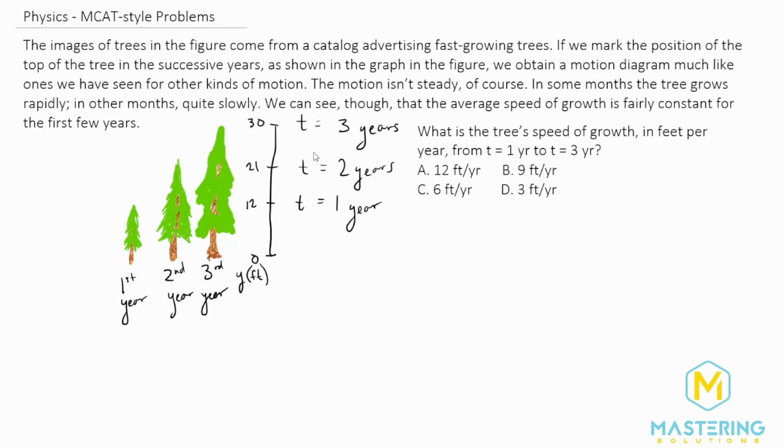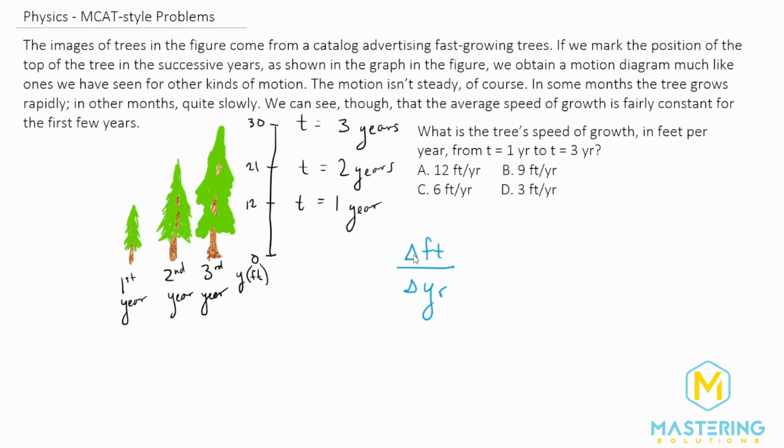Welcome to Mastering Solutions. In this MCAT style problem, they want us to find what the tree's speed of growth is in feet per year from T1 to T3. While we're doing this, we're going to find the change in feet, and they say it's the change per year. So obviously feet per year.